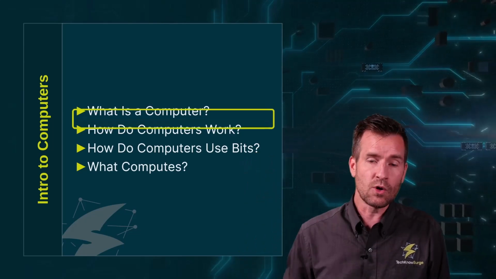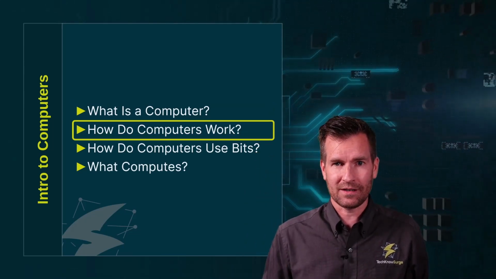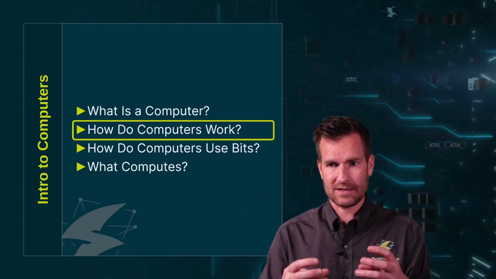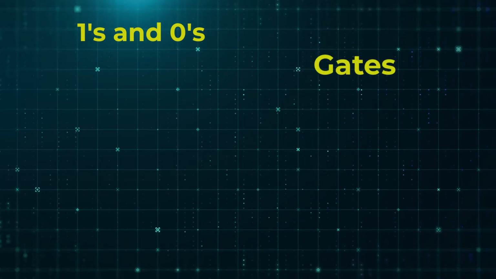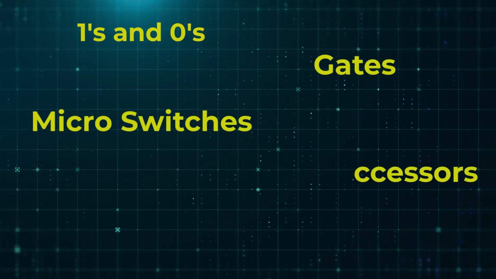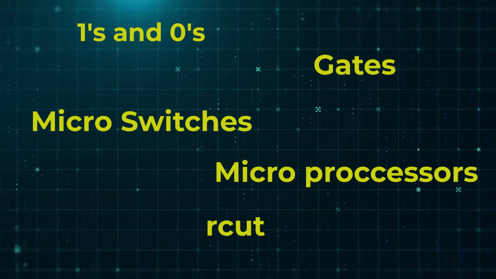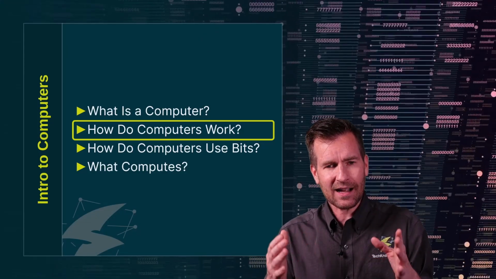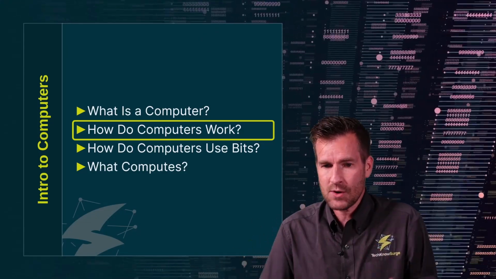Then we're going to get into how do computers work. And we're really going to get granular with this. We're going to talk about those ones and zeros and how there's these gates and these little micro switches and microprocessors. We're going to get into what an integrated circuit is. So we're going to talk all about how these computers work.